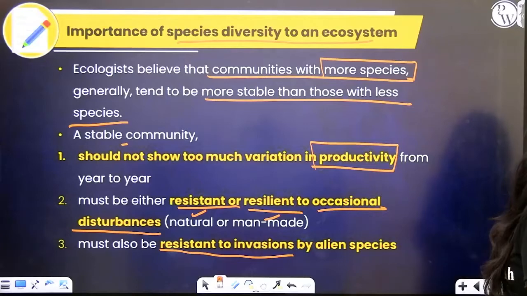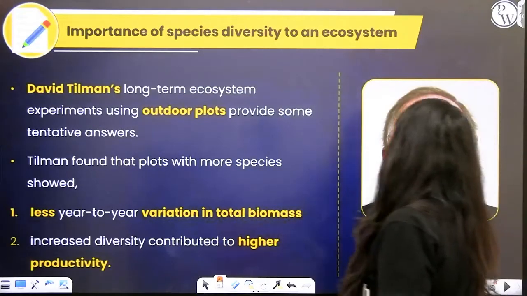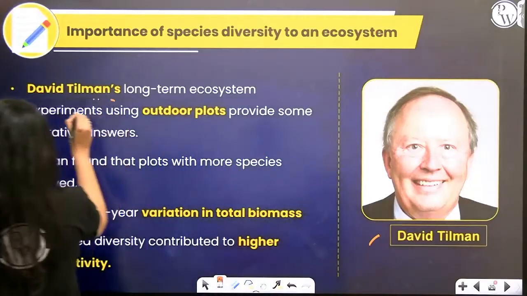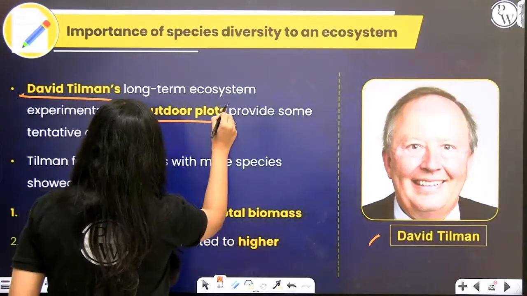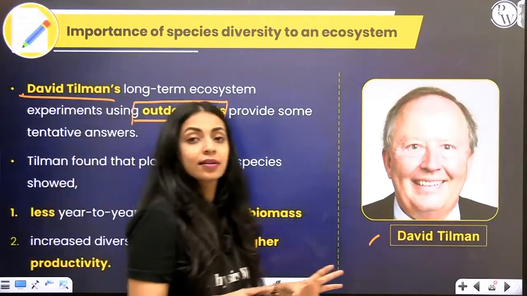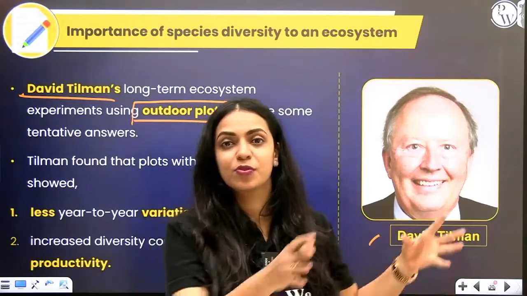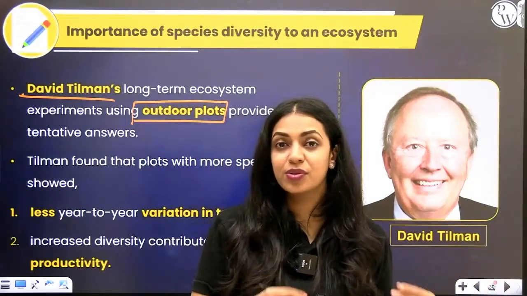Now, let's talk about certain experiments that this person called David Tilman performed. Certain ecosystem experiments, and he made use of outdoor plots. Okay, so this basically explains the stability of an ecosystem. He had different kinds of plots that showed different types of species diversity. In some plots, the species diversity was very high, in some it was very less.